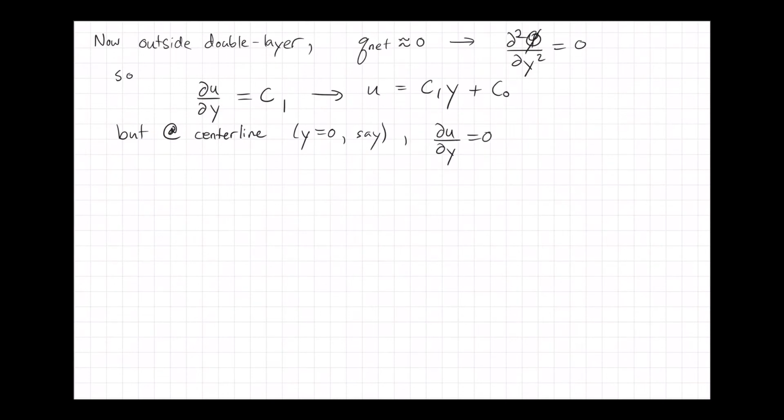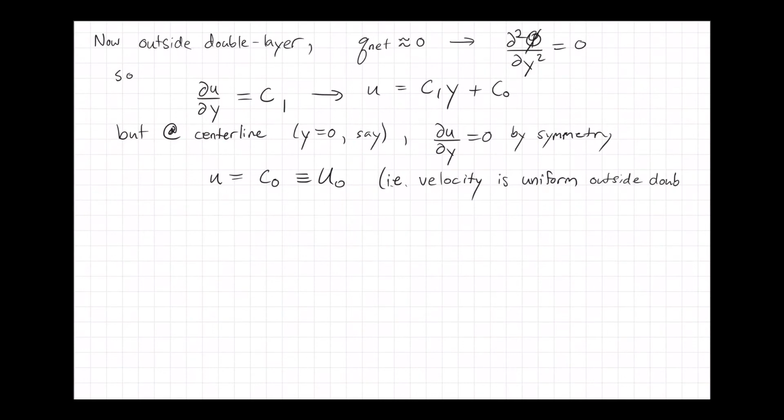And so we know that the term associated with C1 is zero by symmetry. And the only thing that it could possibly be is that, at least outside the double layer, the solution is that the velocity profile is just a constant. So let me call that constant U0, which is just the velocity. So there's just some constant velocity outside the double layer. And then let's figure out what's going on inside the double layer.